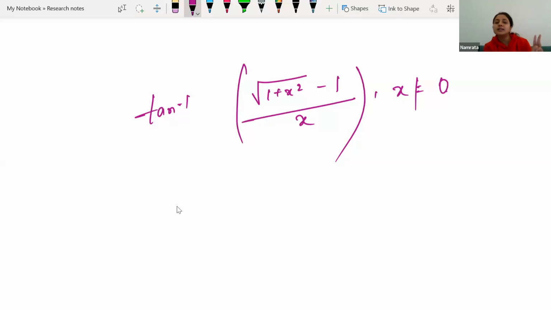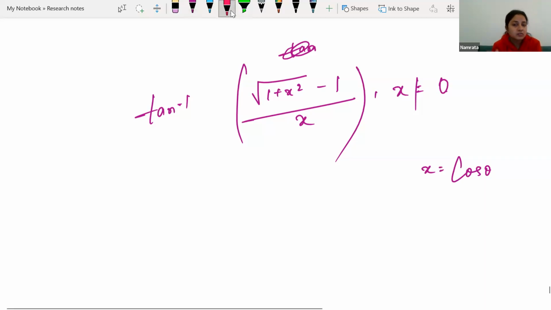We have three identities in hand: sine square theta plus cos square theta is equal to 1, sec square minus tan square is 1, cosec square minus cot square is 1. From there, any identity we can use to simplify, so that this square root will vanish and we will end up getting tan inverse of tan of something. So what can be taken over here? X as cos theta. Let's see whether it's working or not.